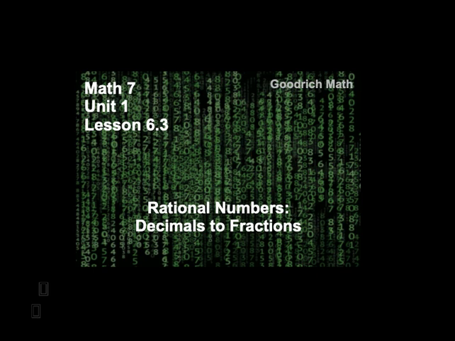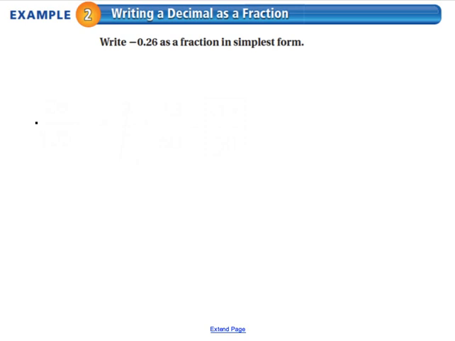Math 7, Unit 1, Lesson 6, Part 3. Rational numbers. Changing decimals to fractions. Write negative 0.26 as a fraction in simplest form.